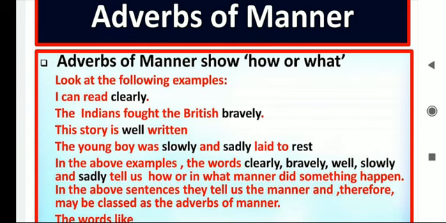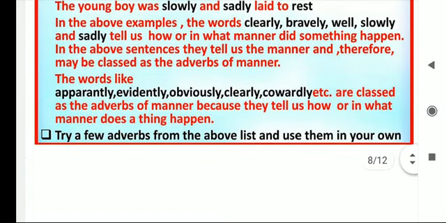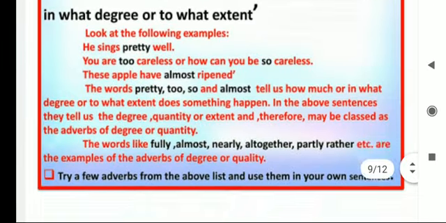So in the above sentences they tell us the manner, and therefore they may be classified as the adverbs of manner. So therefore the words like apparently, evidently, obviously, clearly, cowardly, etc. are classed as the adverbs of manner because they tell us how or in what manner a thing happens.